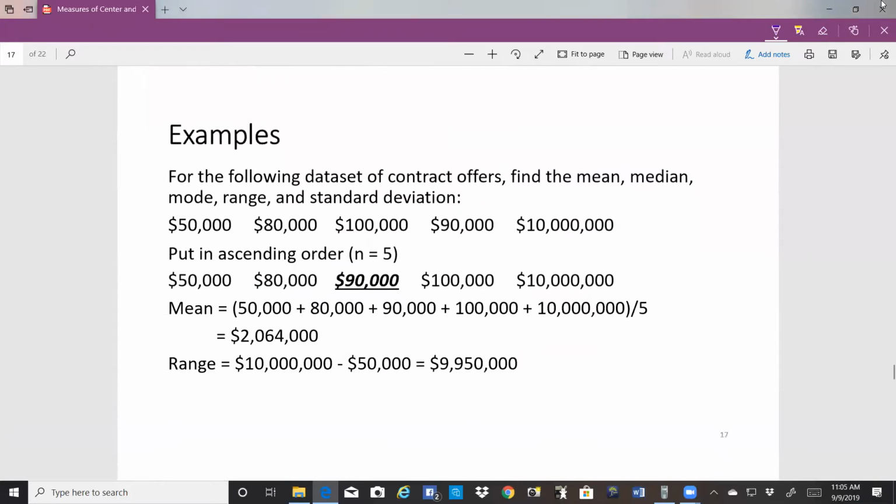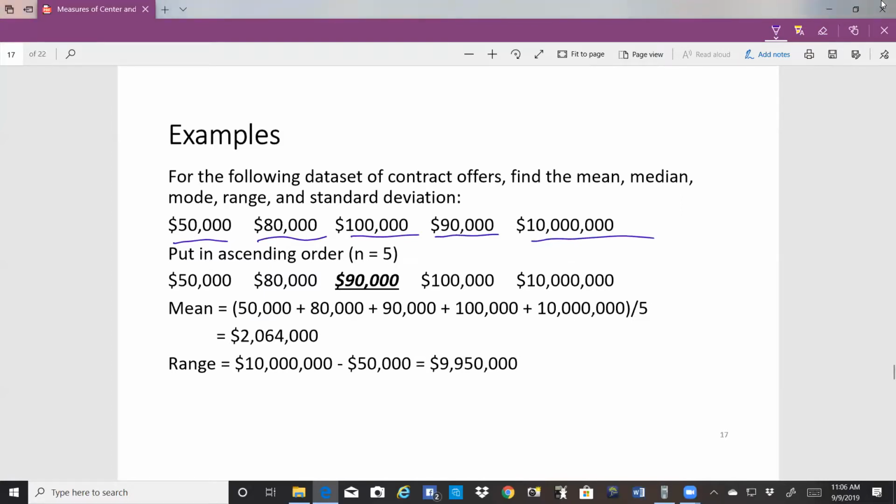Now we're going to do another example. For this data set, we have just 5 data points, and these are contract offers. We want to find the mean, median, mode, range, and standard deviation. I don't know whether this is a contract for salary or a contract for doing something, or whatever it is. And so the data is 50,000, 80,000, 100,000, 90,000, 10 million.